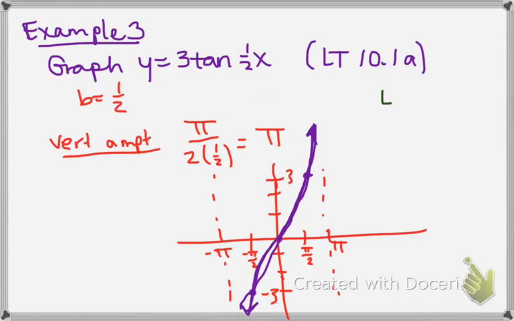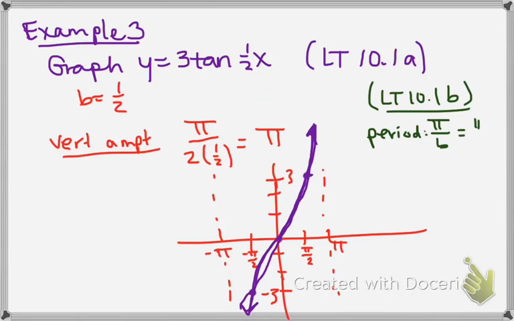Now, again, with this one also, Learning Target 10.1b has you identifying different things in the graph. One of them being the period, which I guess we didn't calculate before, but the period, remember, is the pi value divided by b, where the b value is the number in front of x, which is a half. So then when I do my leave change flip, I get the period is 2 pi, which to double check on my graph, the distance between two asymptotes, so negative pi all the way to positive pi, is 2 pi. So that gives me my period.